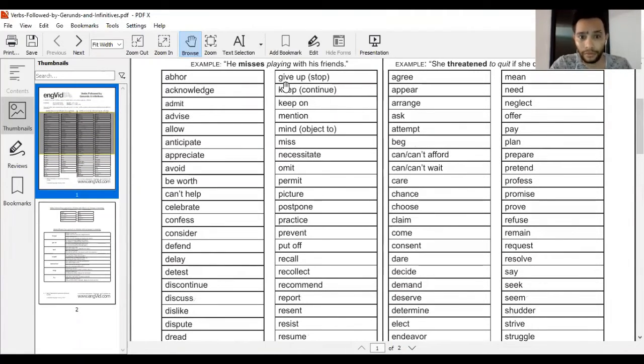Give up, keep, keep on, continue. Mention. In the case of keep on, you use it with ing when keep means continuar, right? When it means continue, because keep has other meanings. Mind is similar. Actually, it's the same as allow.